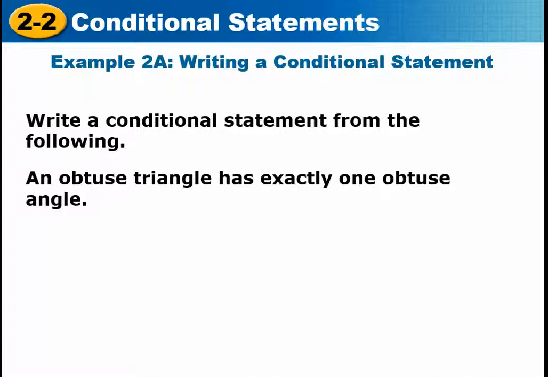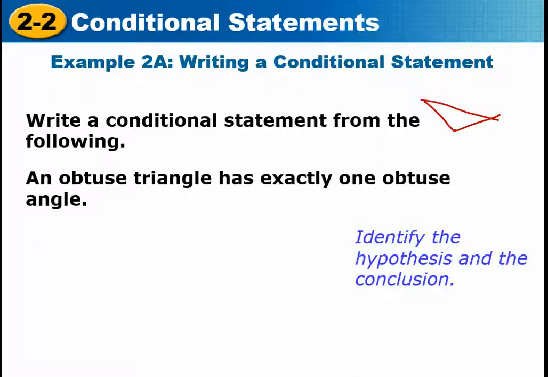Let's see if we can figure it out with this one. An obtuse triangle has exactly one obtuse angle. So what part are we starting with here? Are we starting with that we're holding on to, or that we're looking at an obtuse triangle and then we're trying to figure something out about it? Or are we starting out with the angle and we're trying to figure something out about the triangle? It seems to me that we're starting with an obtuse triangle, which means it has one angle that's obtuse. And then from there, we can make a conjecture. We can say, well, then I think it only has one obtuse angle.